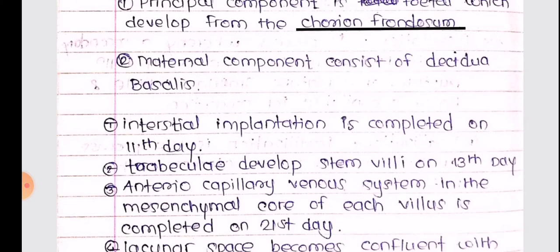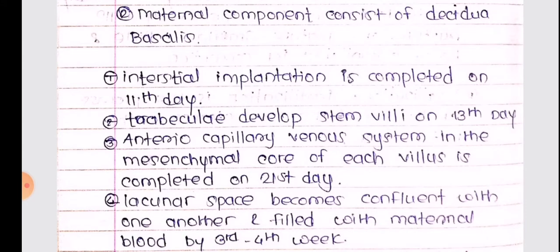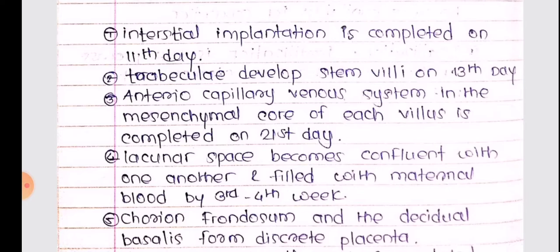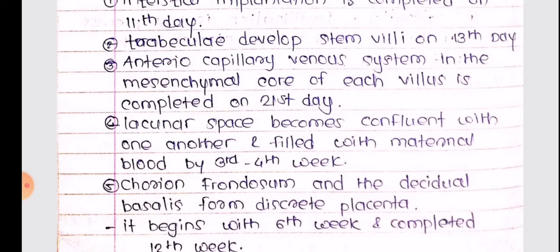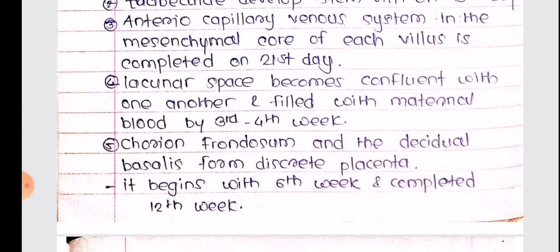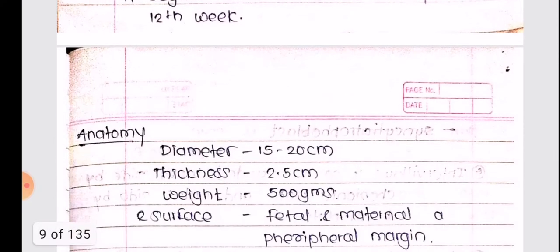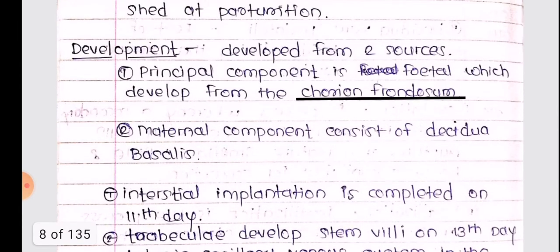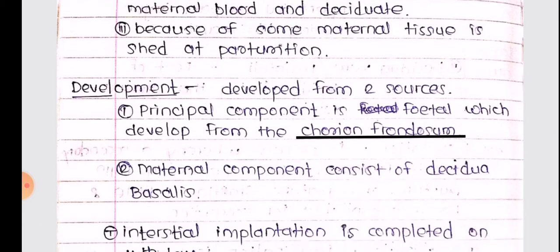Interstitial implantation is completed on the 11th day. Trabeculae develop stem villi on the 13th day. The arteriocapillary venous system in the mesenchymal core of each villus is completed on the 21st day. Lacunar spaces become confluent with one another and are filled with maternal blood by the 3rd to 4th week. Chorion frondosum and the decidua basalis form the discrete placenta. It begins with the 6th week and is completed at the 12th week. So these are some important points of development of the placenta in the human body.